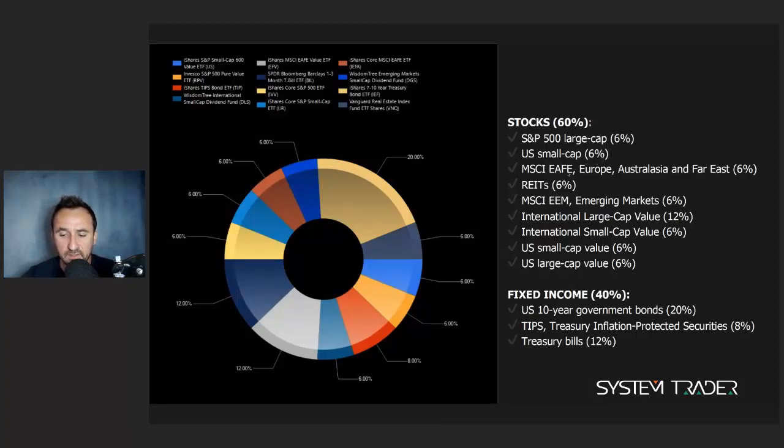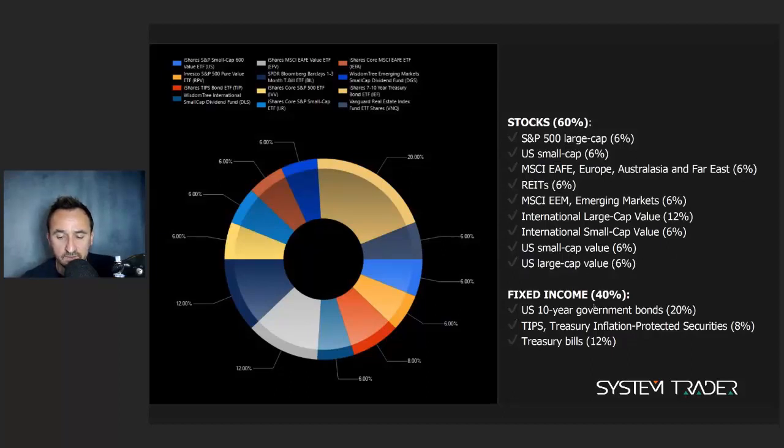We have the international, so let's say outside of United States stocks, 6%, REITs, 6%. Then we have emerging markets, 6%. Then we have international large cap value, 12%, and small cap value international, 6%, US small cap value and large cap value also from US, both 6%. And in total, this is 60% of stocks.